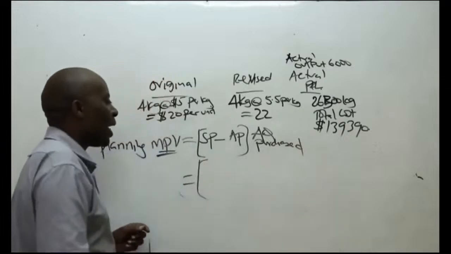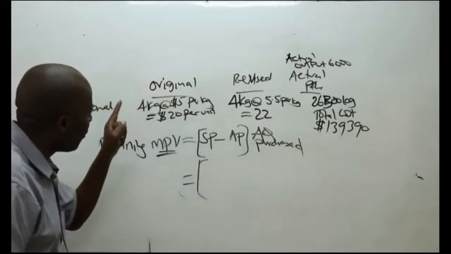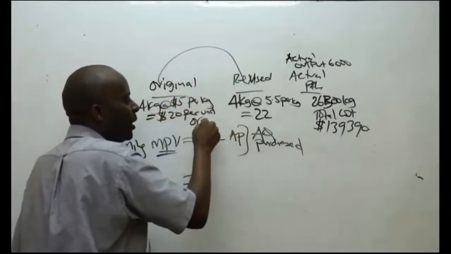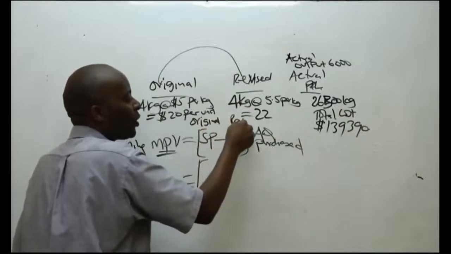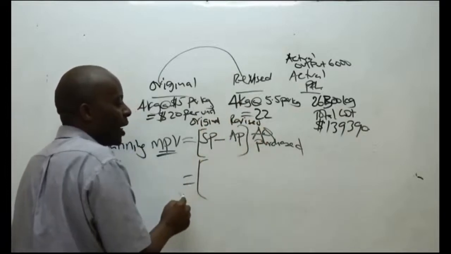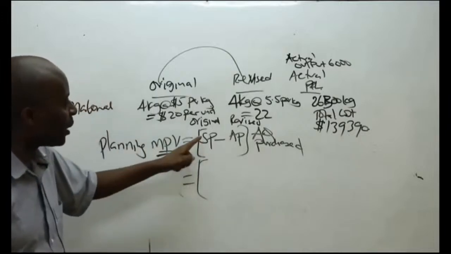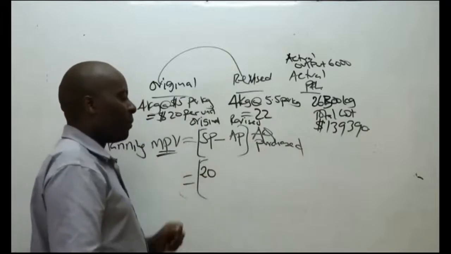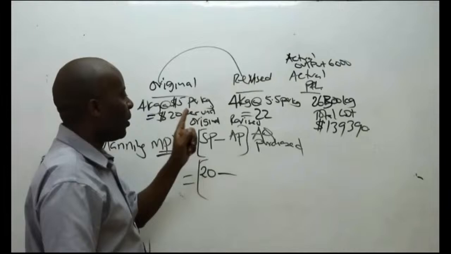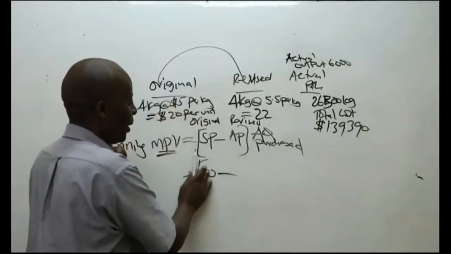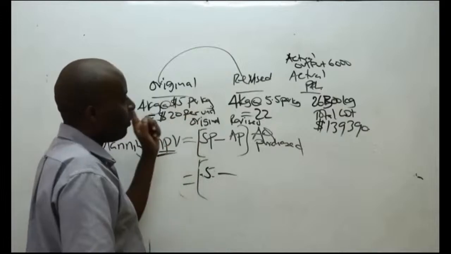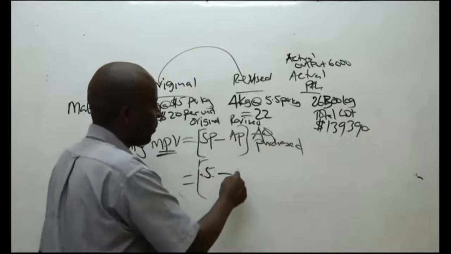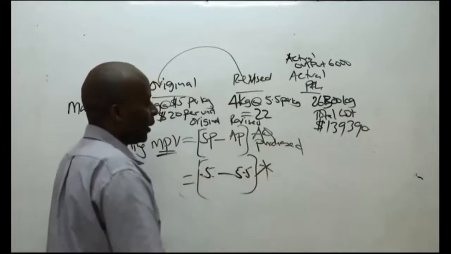So come here, remember planning. Planning, we are comparing here between original and revised. So then the standard price per kilogram, original one, was 5 per kilogram, minus the revised price per kilogram, which is 5.5, multiplied by the actual quantity purchased.